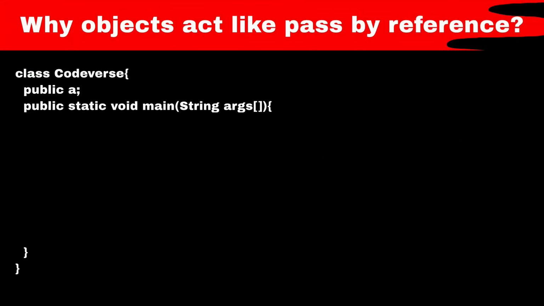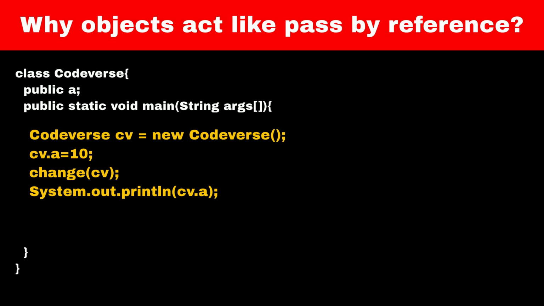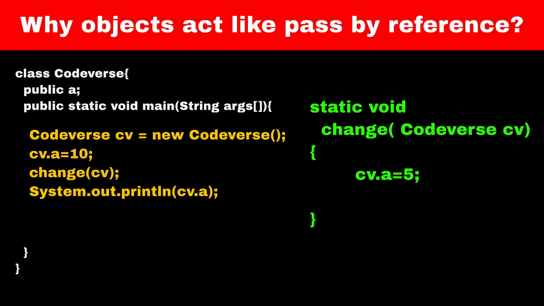But wait, instead of passing primitive data types like int, if we pass an object and modify some variables of the object inside the function, then Java will modify the value of the actual variable. Meaning outside the function, Java will also print the modified value.